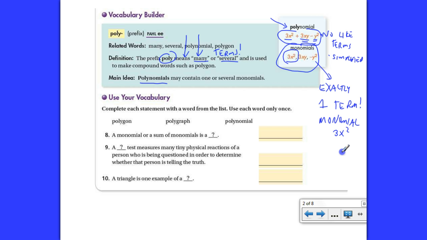There's only one term. Well, how do I know there's only one term? Because there are no plus signs or minus signs. All right, this polynomial up here, see how there's a plus and a minus sign? So there's 1, 2, 3 terms in this first one right here. So that one is not a monomial. It's actually called a trinomial. There's 3 terms, trinomial. These are all examples of monomials. So 3xy is a monomial, negative y squared. Those are all monomials. Okay, so again, we're going to talk more about those words because they're pretty important in class. Number 8 down here says a monomial or a sum of monomials is a polynomial.